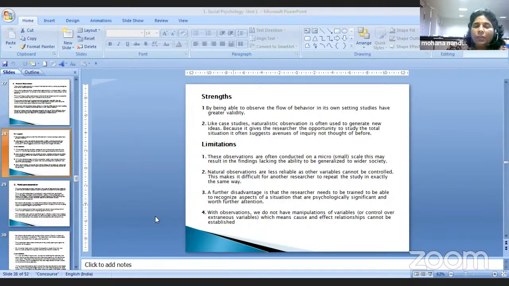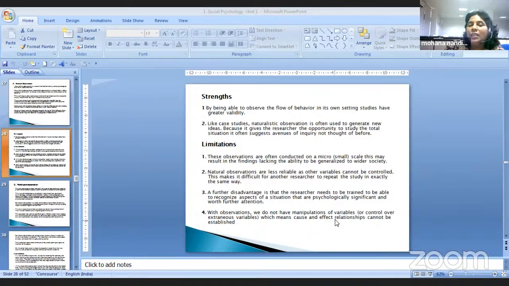Next, with observations, we don't have manipulation of variables or control over extraneous variables, which means cause and effect relationships cannot be established. Here we are observing the person's personality. Suppose he is in an angry, aggressive mode. What is the relationship with this person? What is the cause for this effect? Say another person in the team yelled at him. But here we cannot address this issue.